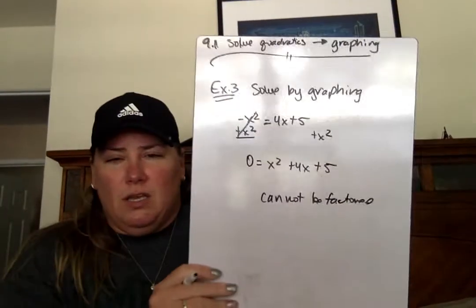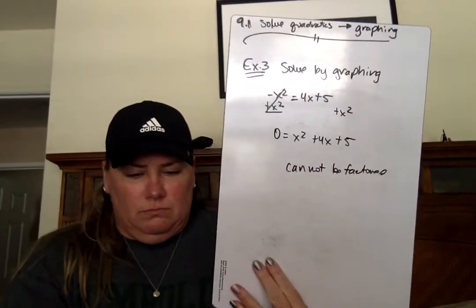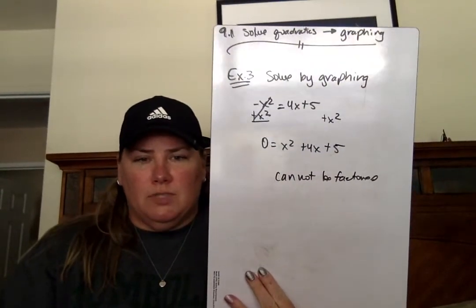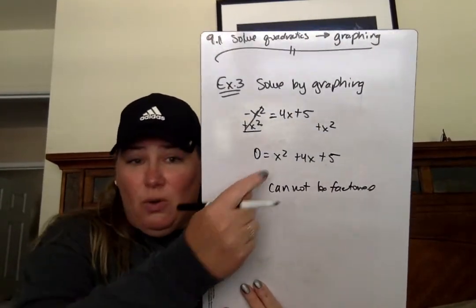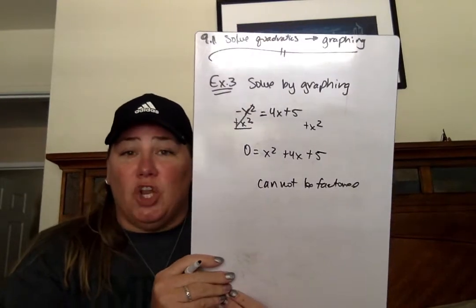So this polynomial cannot be factored. What does that mean for your answers? Well, that tells you that this equation has no x-intercepts. No x-intercepts, no roots, no zeros, however you want to say it.